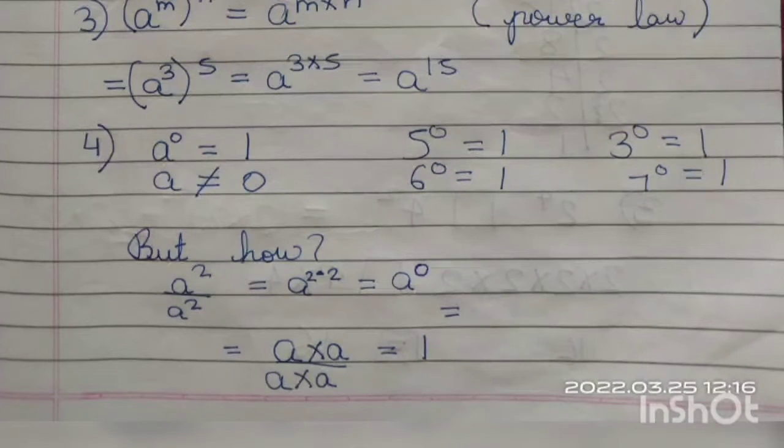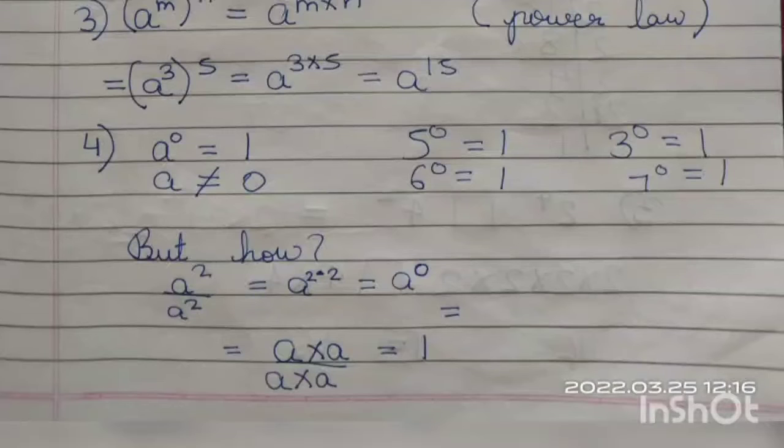But how? Now let's take an example of two numbers, that is 8 to the power 2 divided by 8 to the power 2. So first we will do it by the laws. 8 to the power 2 divided by 8 to the power 2. By the quotient law, a to the power 2 minus 2 equals a to the power 0, right? Which is equal to 1. We know it, the fourth law which we learned.